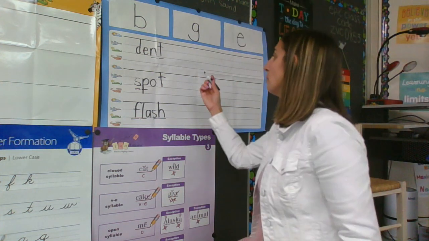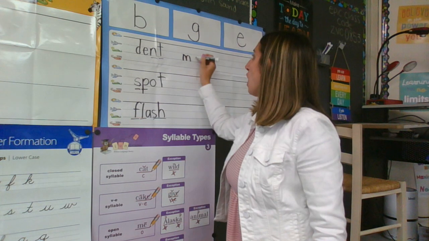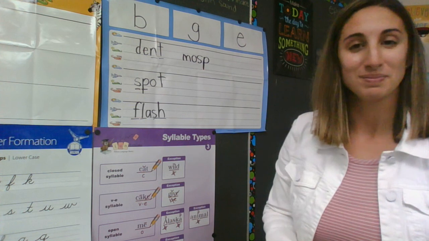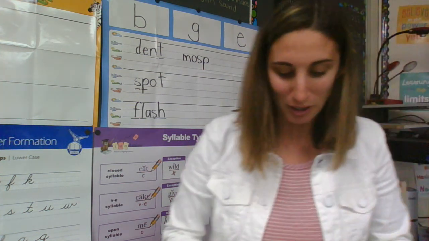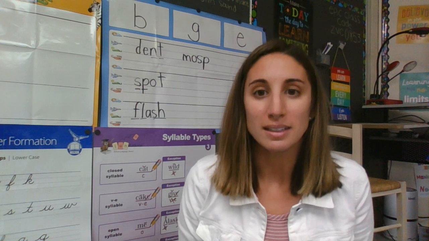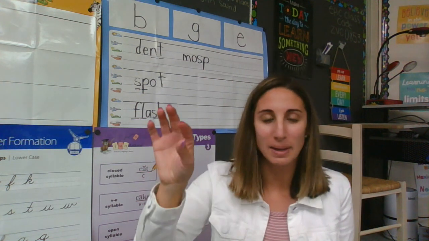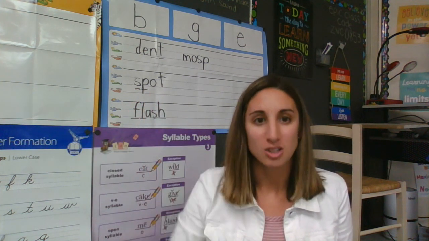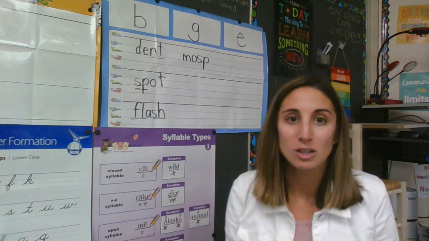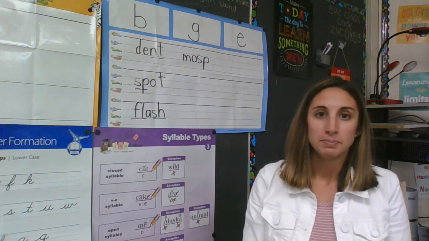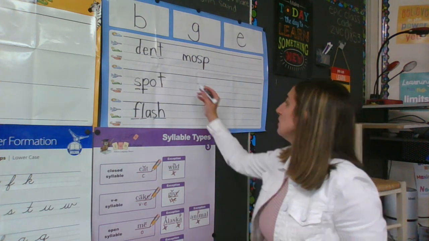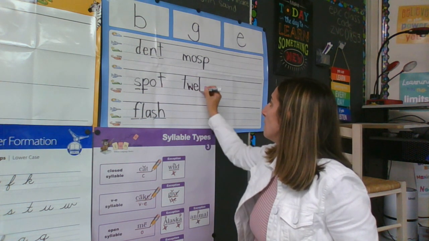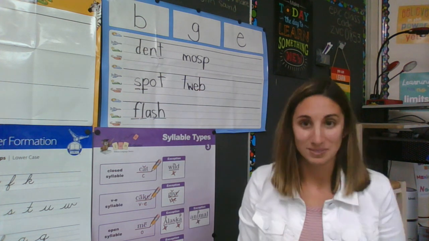Let's see how you did for MOSP. MOSP. Did you get it? All right, the second word is TWEB. Say it. TWEB. Let's tap it. T-W-E-B. TWEB. Try to write that one. Let's see how you did. T-W-E-B. TWEB. Did you get it?